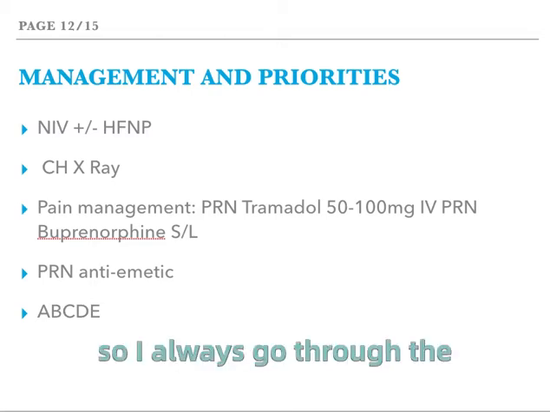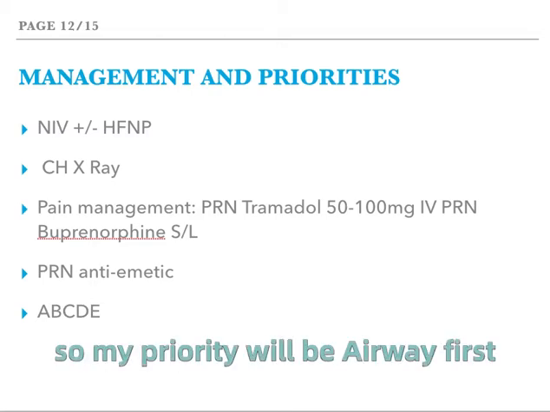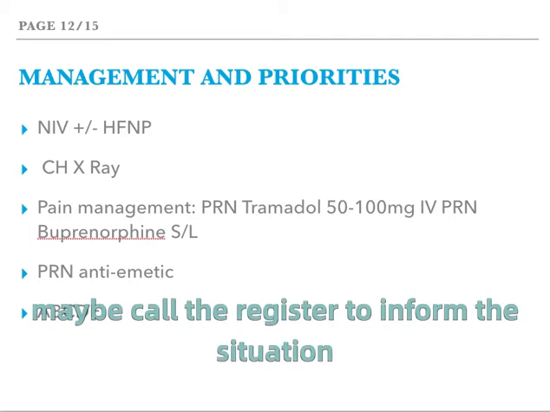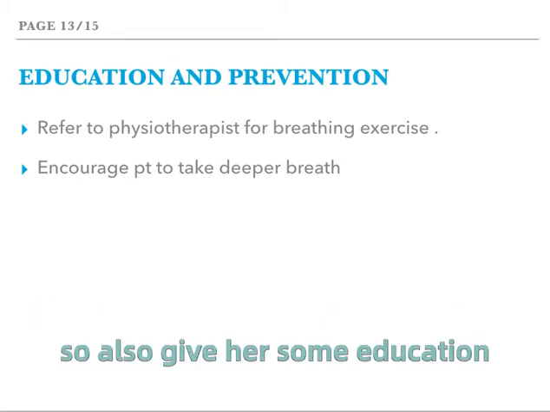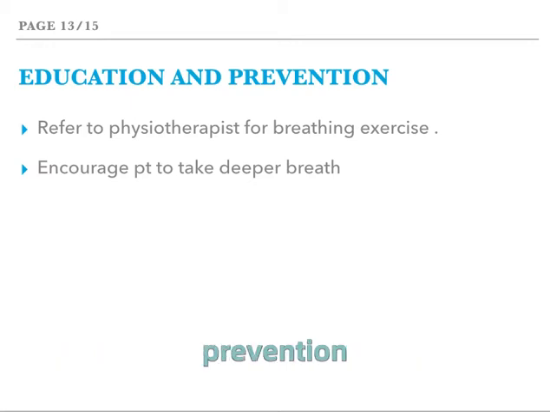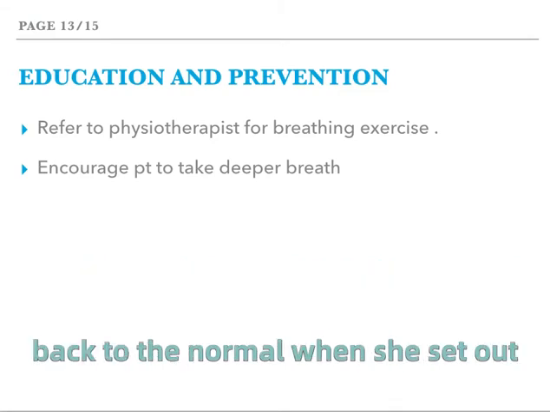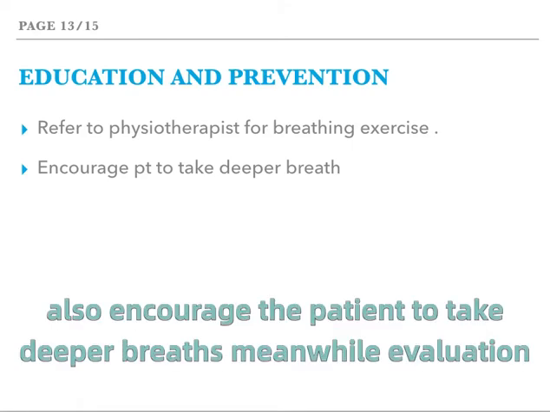So I always go through the ABCDE. My priority will be airway first. So I deal with the airway, and maybe call the registrar to inform them of the situation. Also give her some education and prevention: refer to the physiotherapist for breathing exercises when the sats and everything go back to normal and she's settled. Also encourage the patient to take deeper breaths meanwhile.